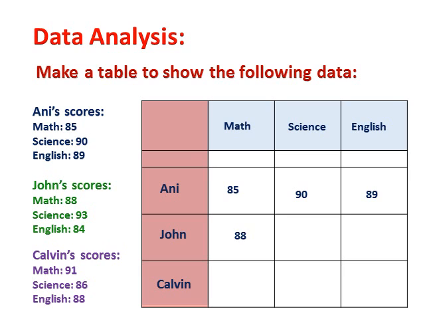Now let's go for John's scores. He got 88 for math, 93 for science, and 84 for English. Now for Calvin's, he got 91 for math, 86 for science, and 88 for English. So this is how we prepare or make a table out of data that is given.